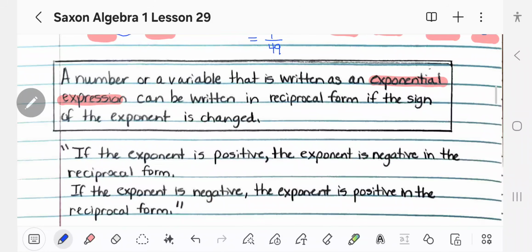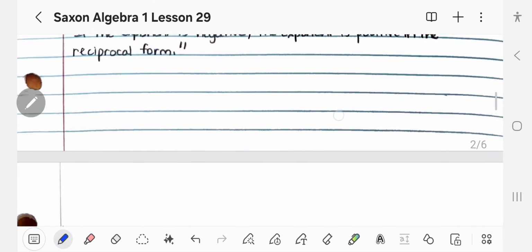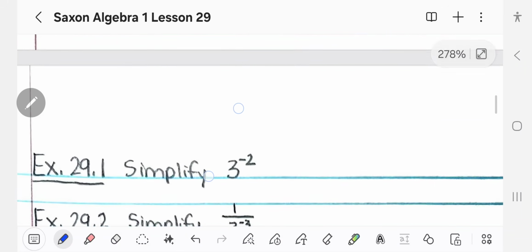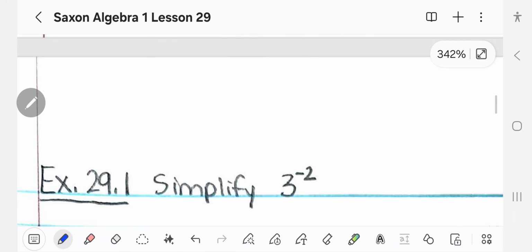If the exponent is positive, the exponent is negative in the reciprocal form. And we saw that. If the exponent is negative, the exponent is positive in the reciprocal form. So you can flip-flop it. All right, again, it's not addressing the y, but it's telling you a quick way to handle it with the arithmetic. So let's do this.